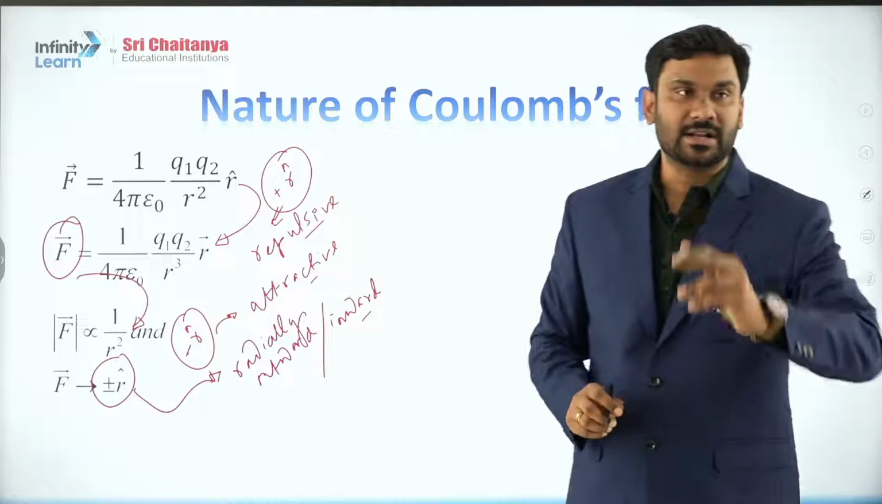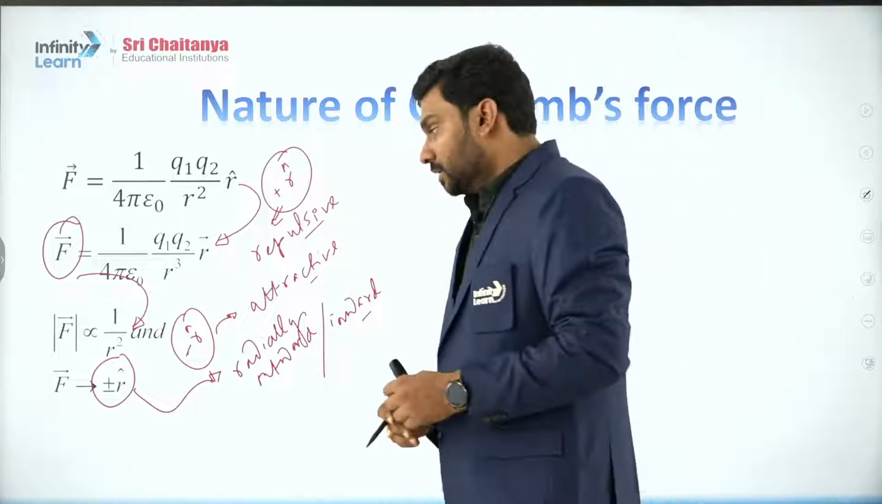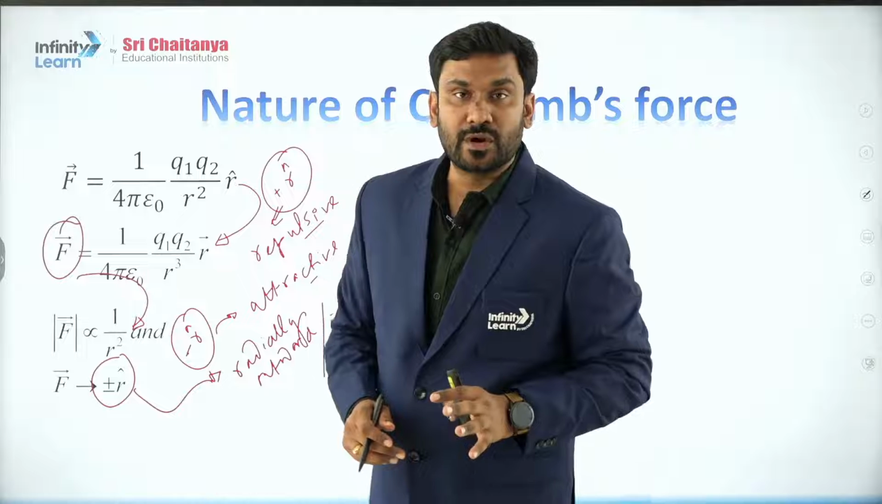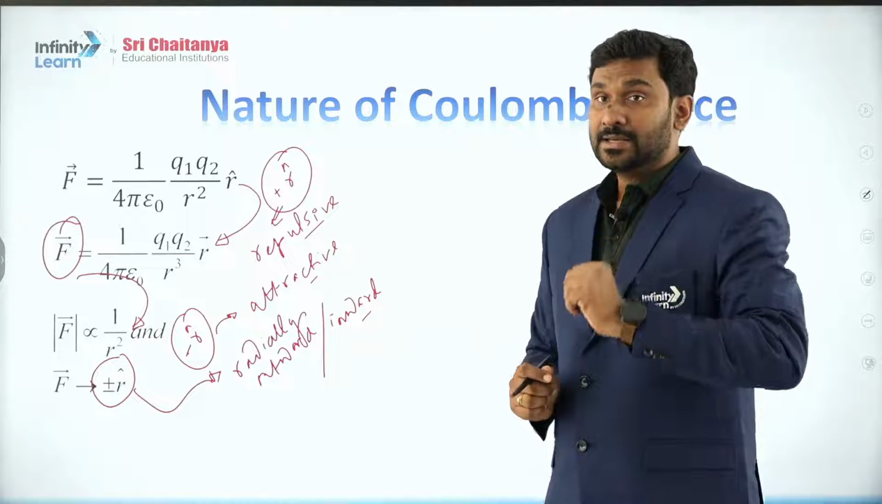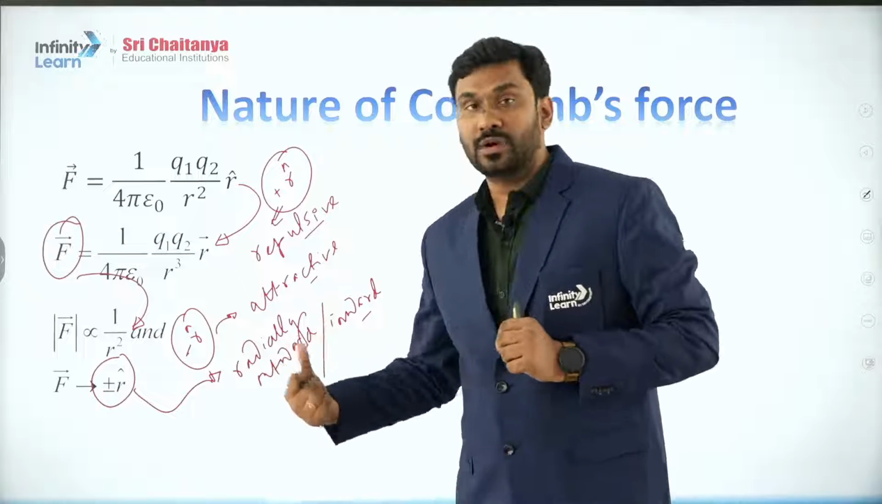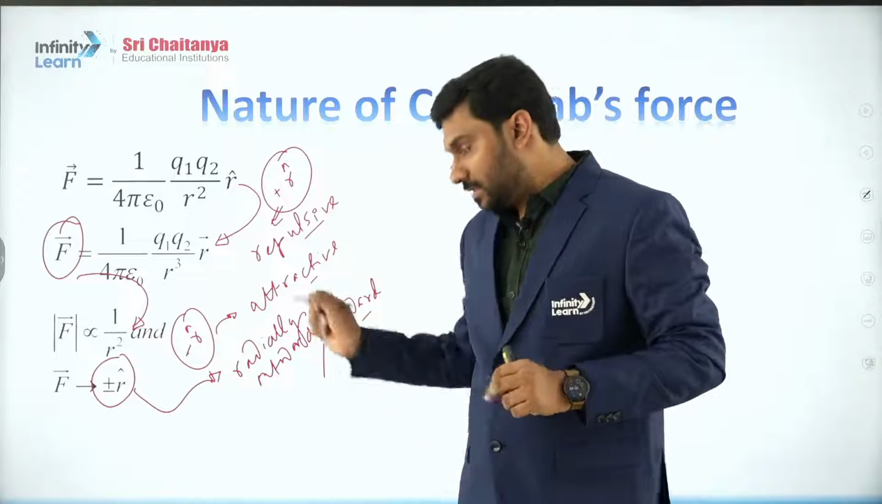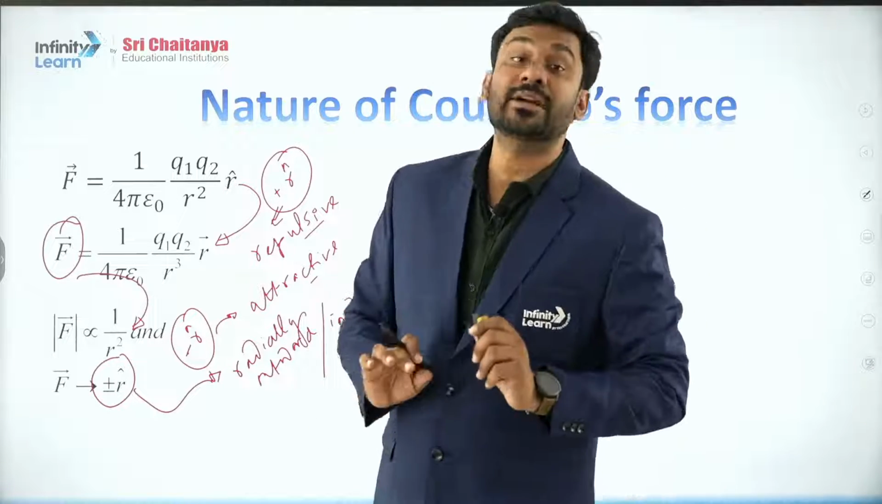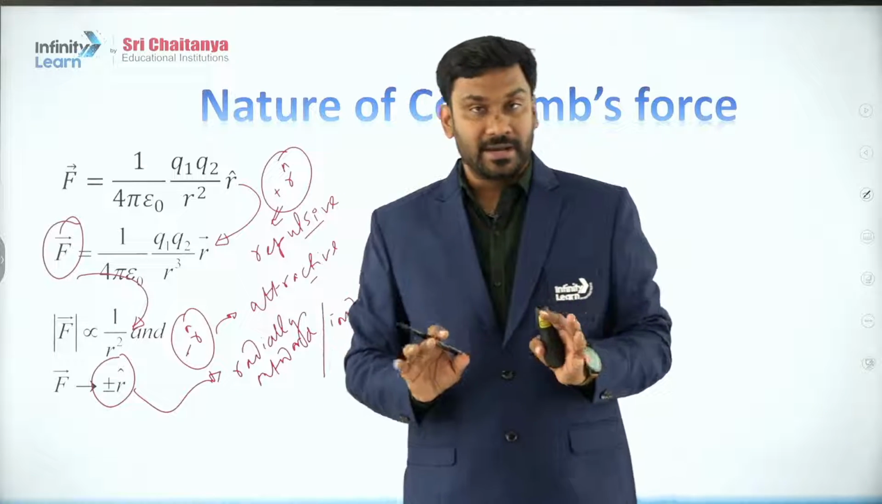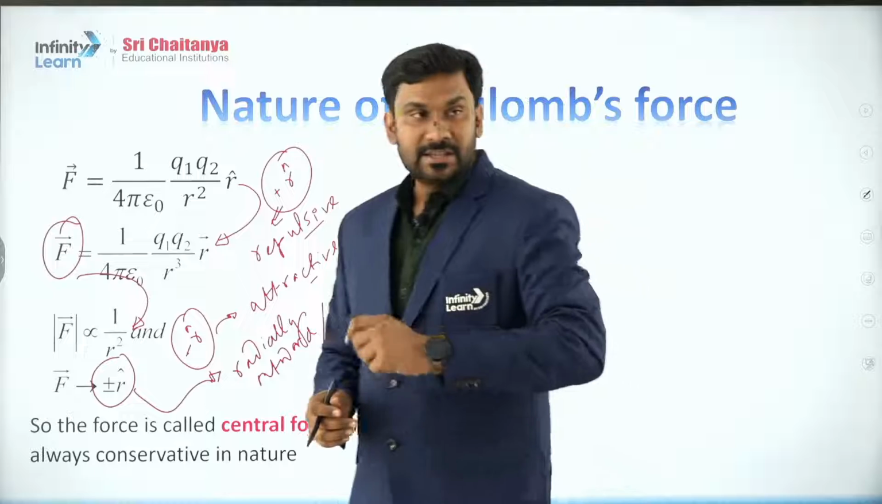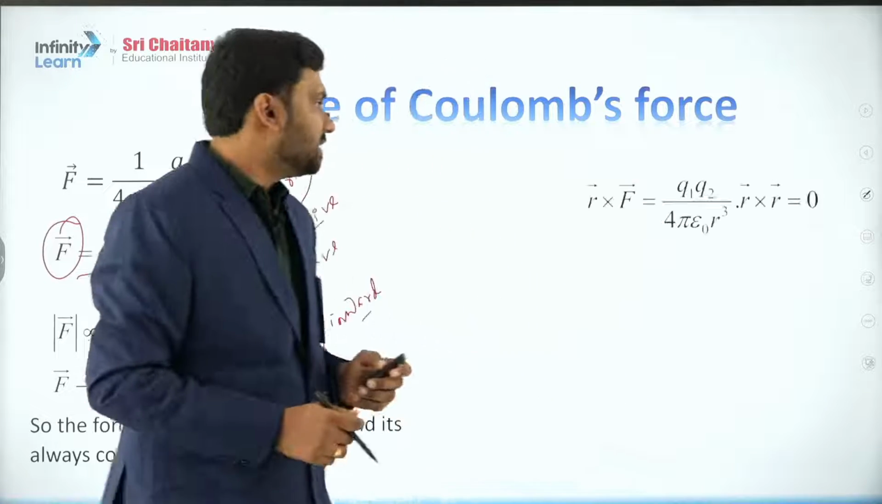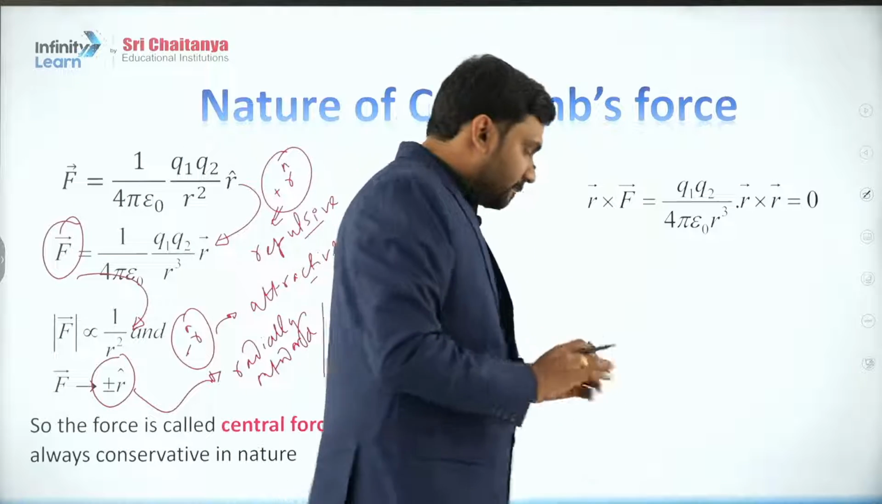So 2 points are covered here. One, that the force is following the inverse square law. The magnitude of the force is proportional to 1 by r square. And the second is that the force is either radially outward or radially inward. So when these two conditions are met simultaneously, not separately, again I am repeating, when these two conditions are met simultaneously, this force is basically called central force.